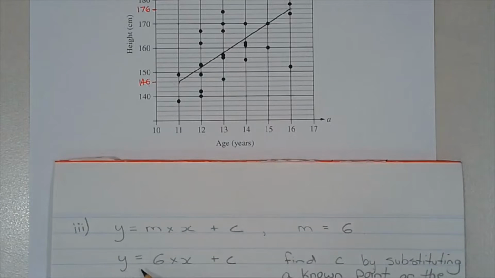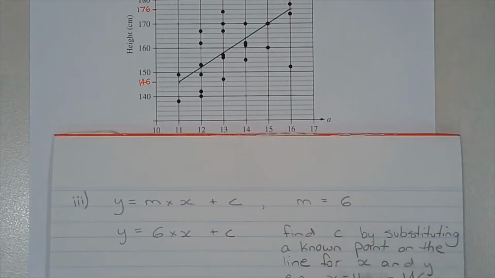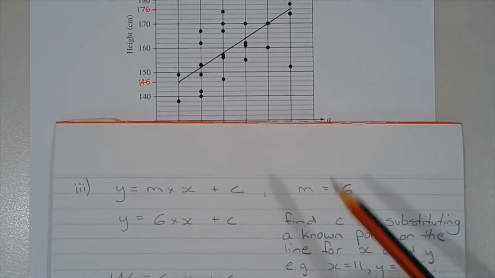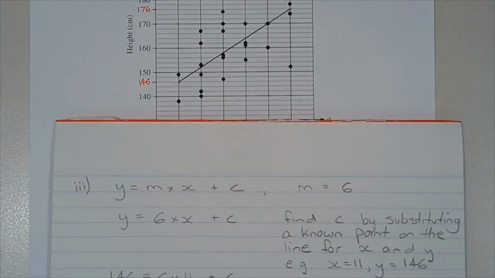So now we have y equals 6 multiplied by x plus c. And we need to find c by substituting a known point on the line for x and y. So for example, I could use the point x equals 11, y equals 146, and that's this point here. And then solving for c.